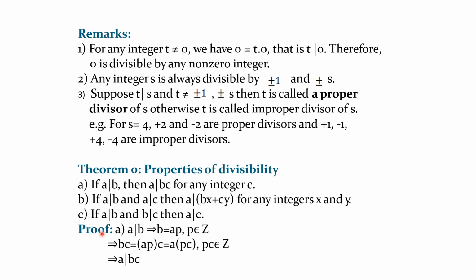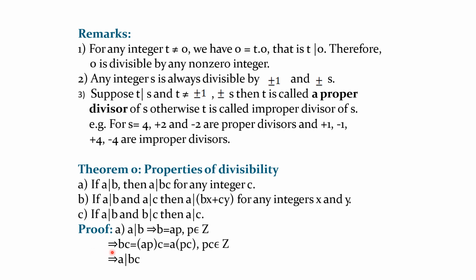So by definition we can say that b equal to a into p for some integer p. Now what we have to prove here? A divides bc. So we must get bc equal to a into some integer according to definition. So we start with bc. Now as we got already b equal to ap, putting this here we get bc equal to ap into c.